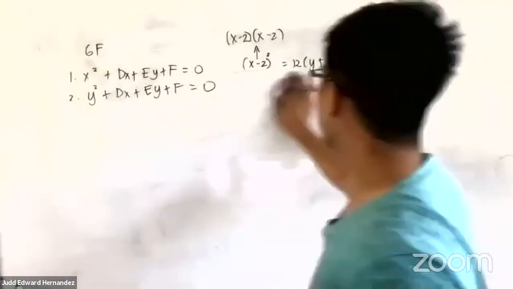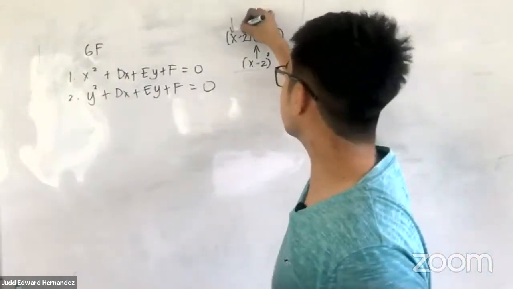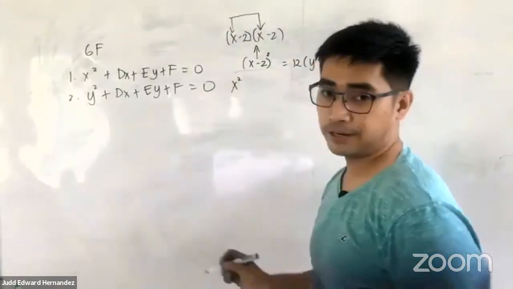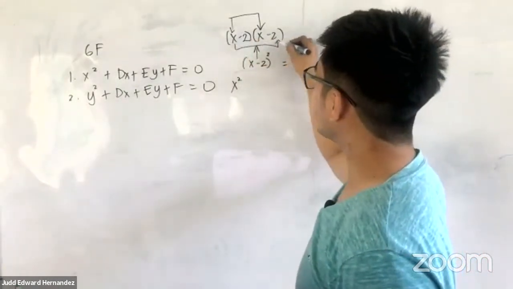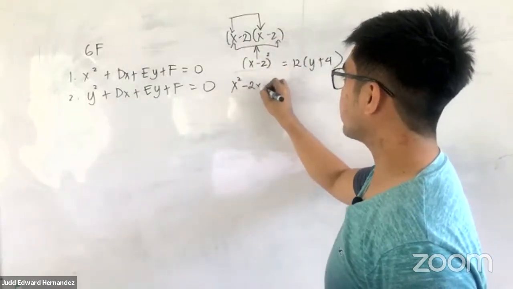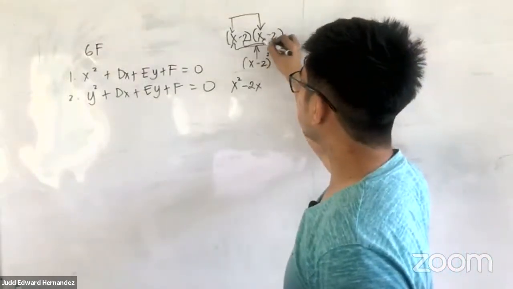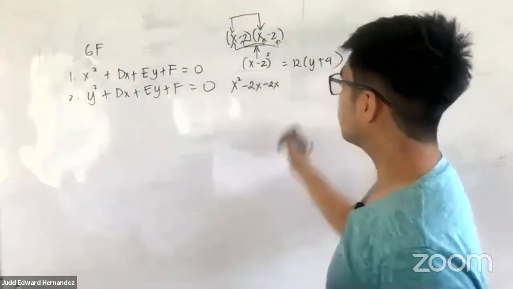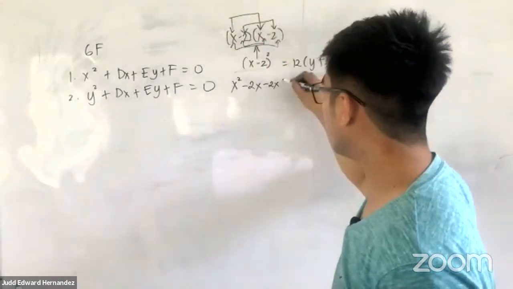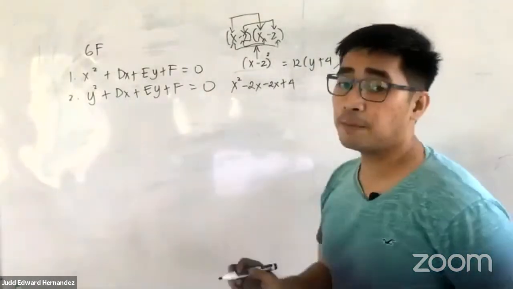Pag sinabi nating foil method, first, outer, inner, last. So first term, that is x times x, that becomes x squared. Outer. x times negative 2, negative 2x. Inner. Negative 2 times x, that is negative 2x. And the last, that is negative 2 times negative 2, that becomes positive 4. Okay, maliwanag. So, simplify na natin.